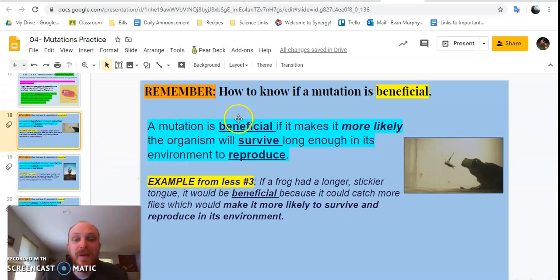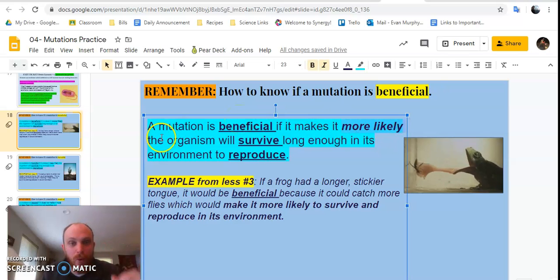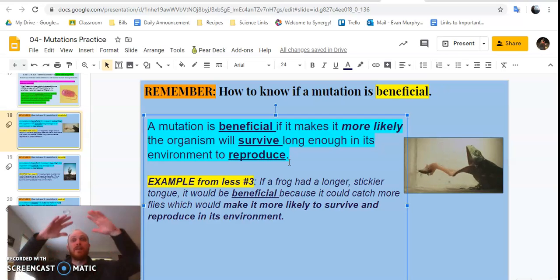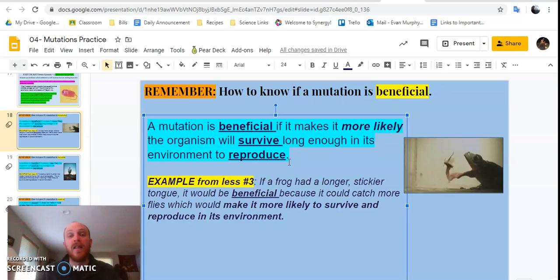So a mutation is beneficial if it makes it more likely the organism will survive long enough in its environment to reproduce. It's all about reproduction with life. Living things don't exist except to make more living things. If you take 3 steps back and look at life in general, that's what life is doing. The species, the group of organisms that is not interested in reproducing, doesn't exist anymore because they all died out. They didn't make more of themselves. So it's all about surviving and reproducing.